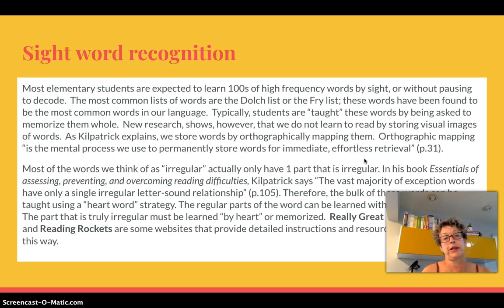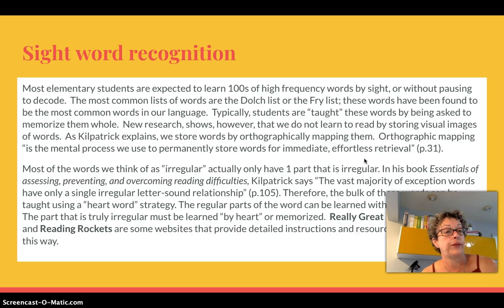The next part in this section of the reading rope is sight word recognition. Most elementary students are expected to learn hundreds of high-frequency words by sight without having to pause to decode. We call them snap words, popcorn words, different things like that. But basically what we intend is for the student to look at the word and immediately know what that word says. And the most common lists of words that we use for this are the Dolch words or the Fry list, which have been researched to be the most common words in our language.